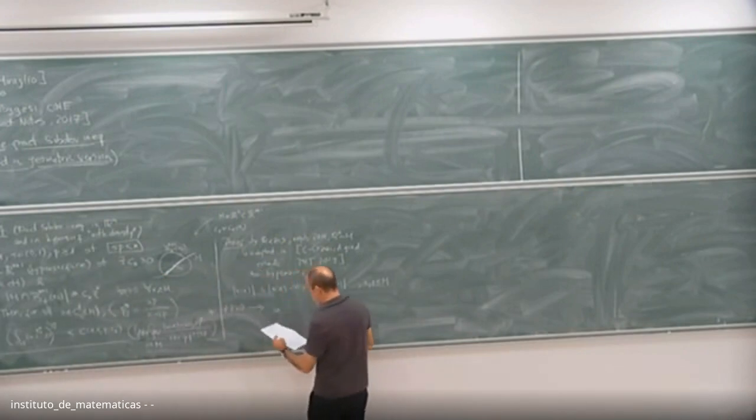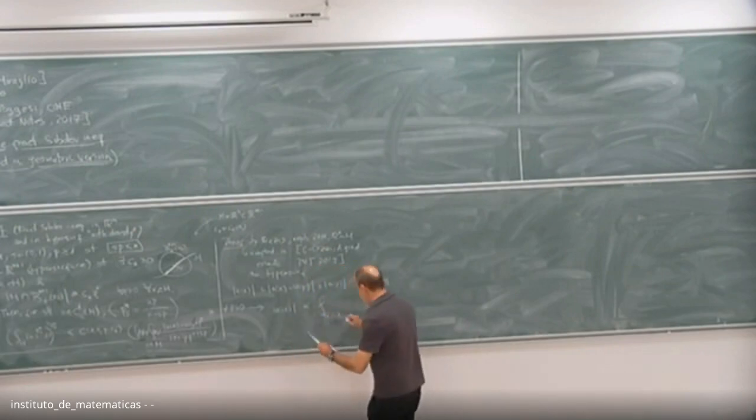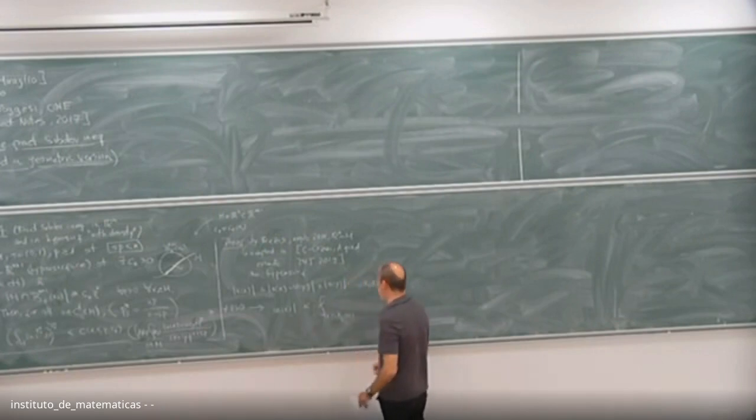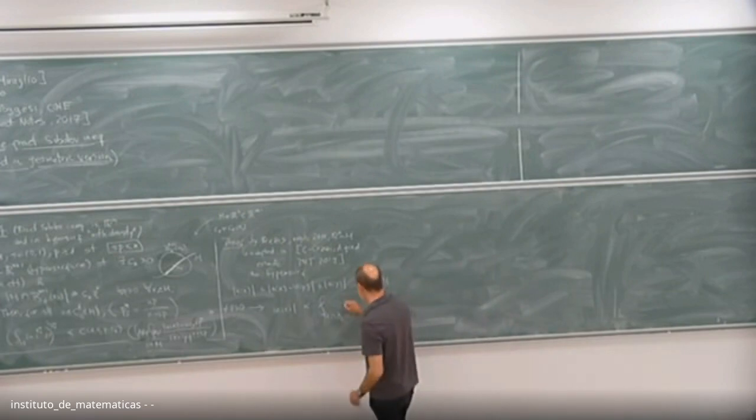So now I integrate. I make the average with respect to what? In the ball centered at x with radius rho. Now I fix x. And I integrate on y.